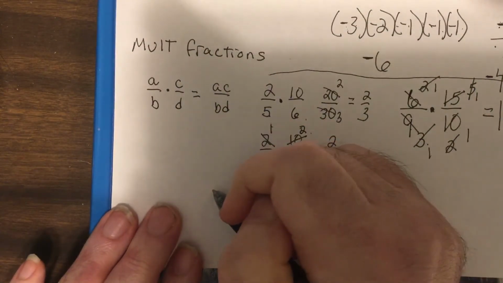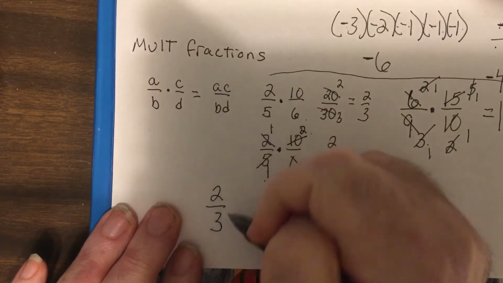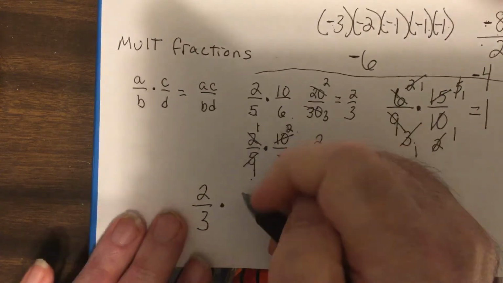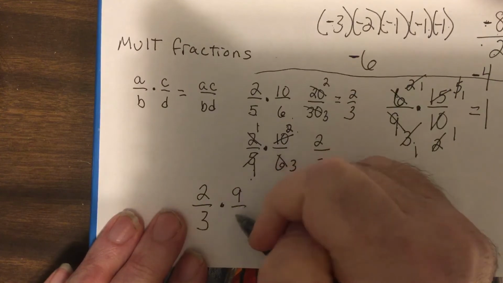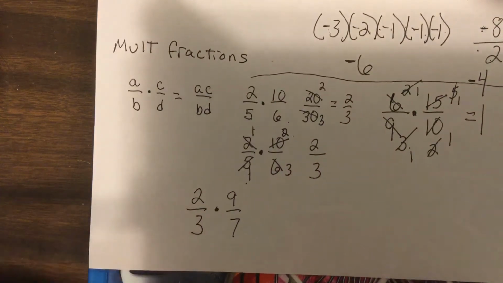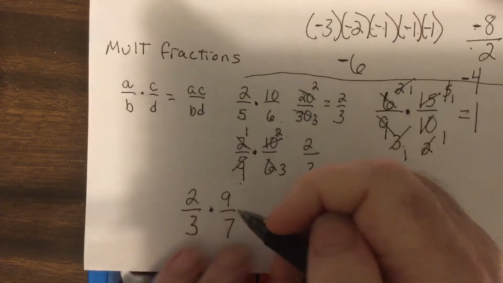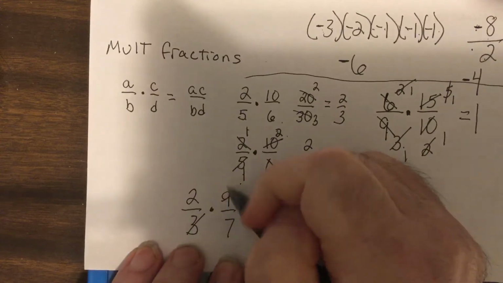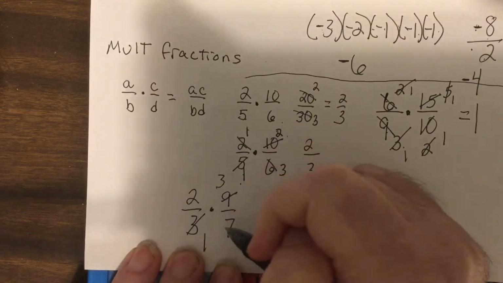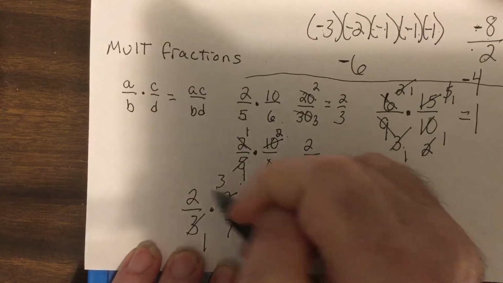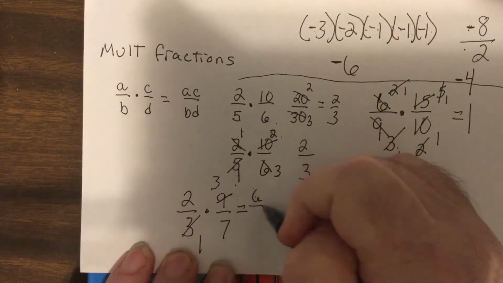Now, again, I'm not spending a lot of time on this because this should be review, I hope. So let's say we have 2/3 times 9/7. Go ahead and see if you can do that for me. Freeze the video and turn me back on. Okay, so 3 goes into 9 3 times. Then nothing else reduces, so you go straight across. 6/7.